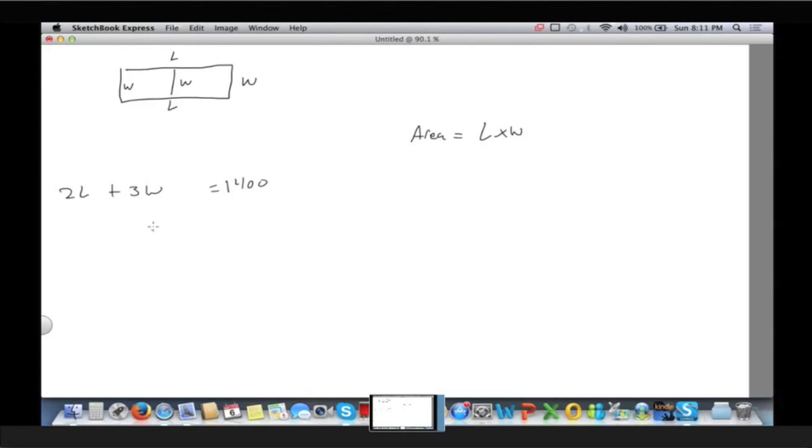Okay. So I think we could solve for either here. Solve for 2L equals 1400 minus 3W. So now, do this.